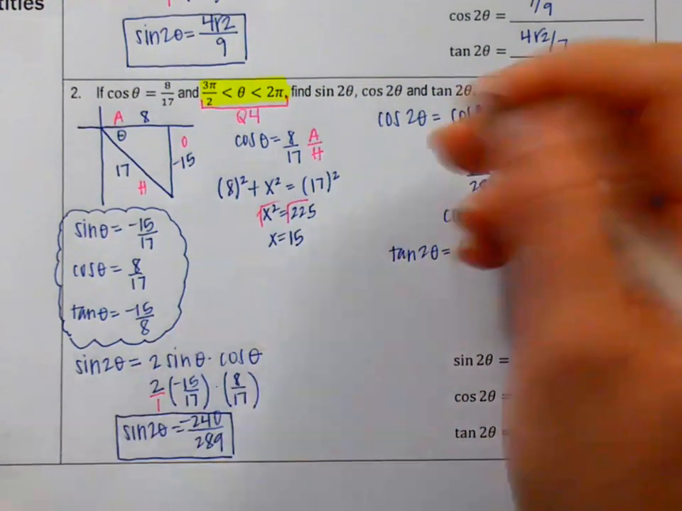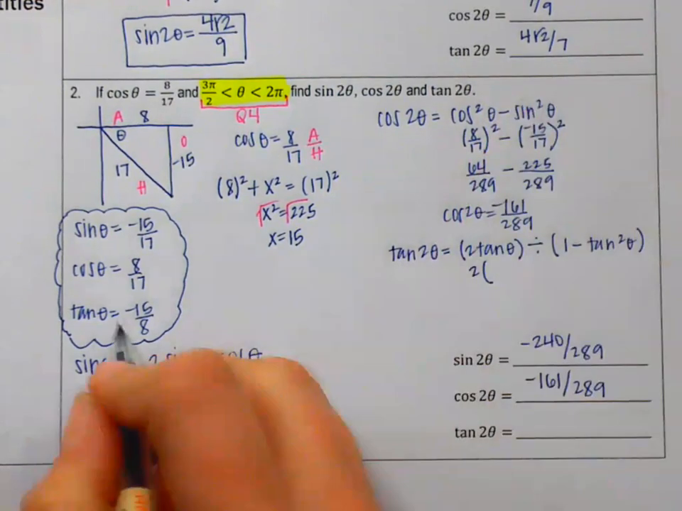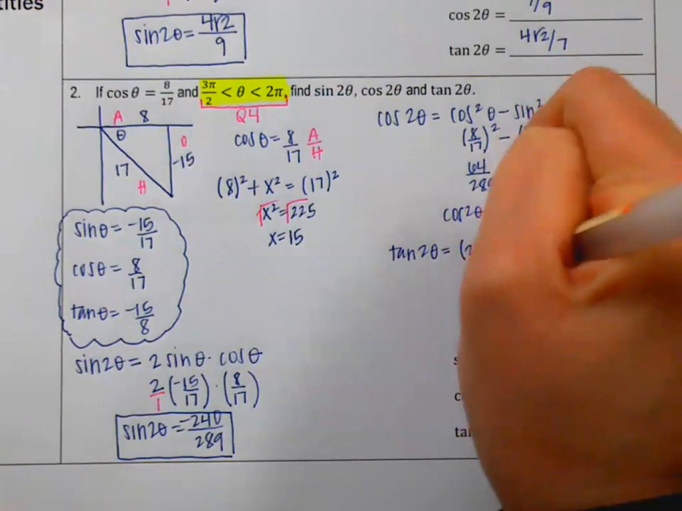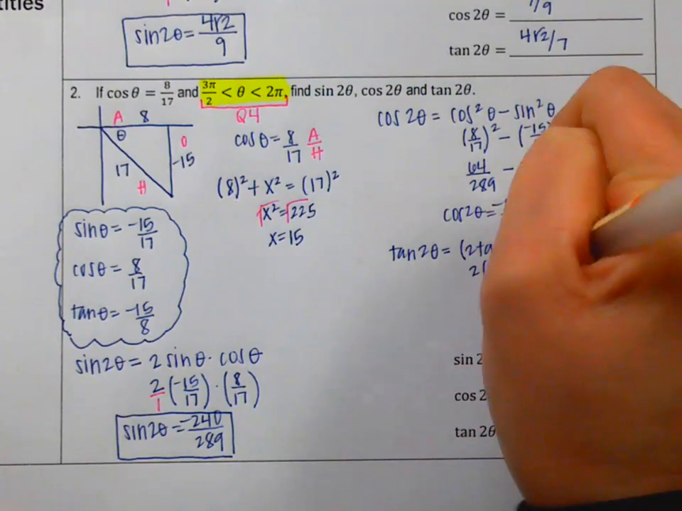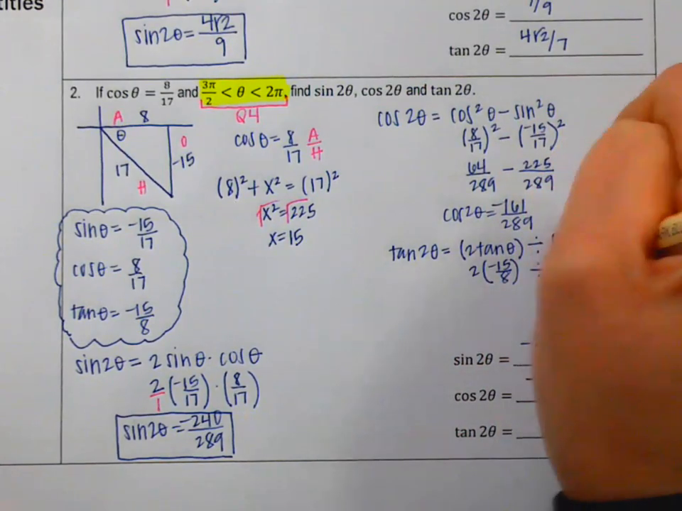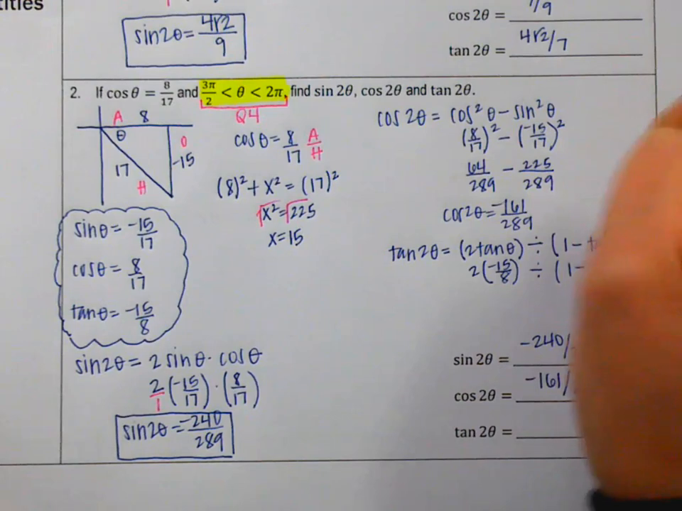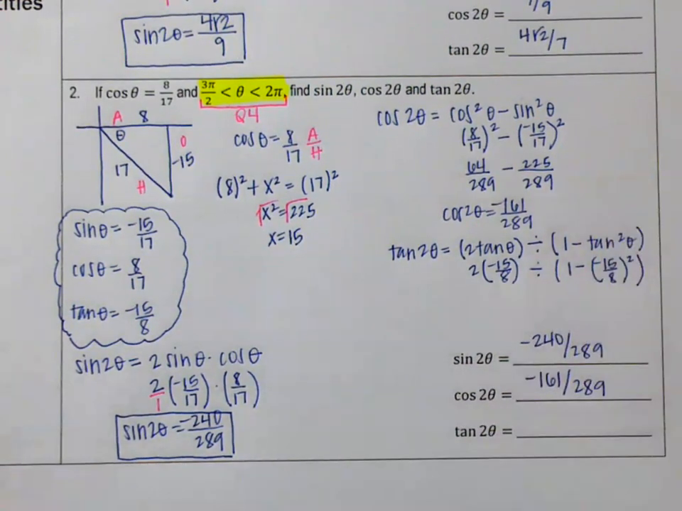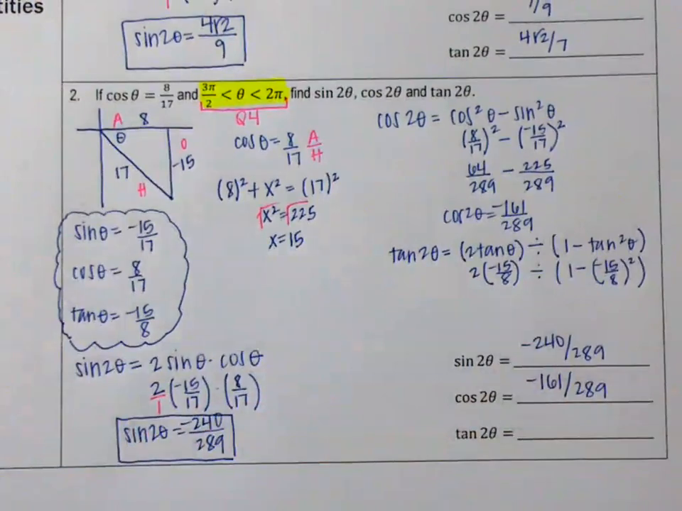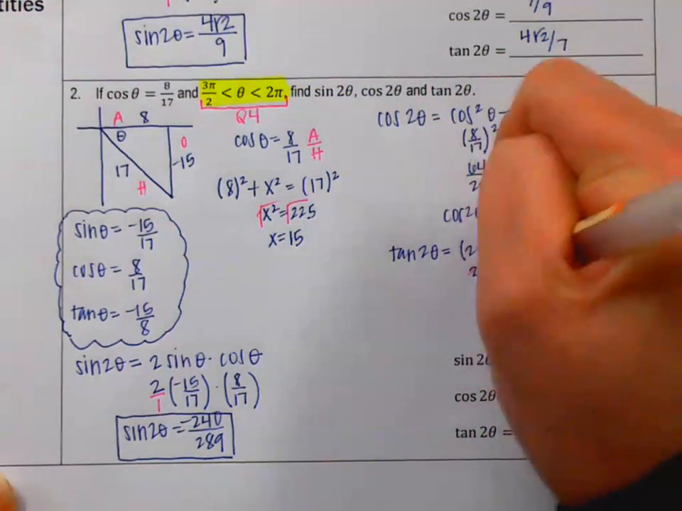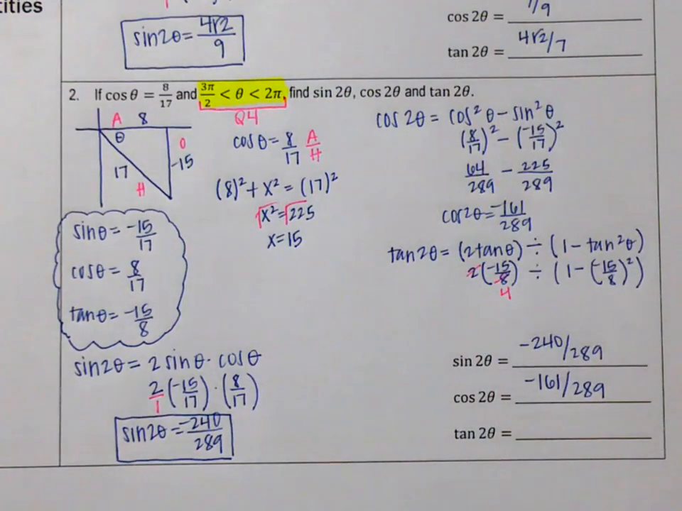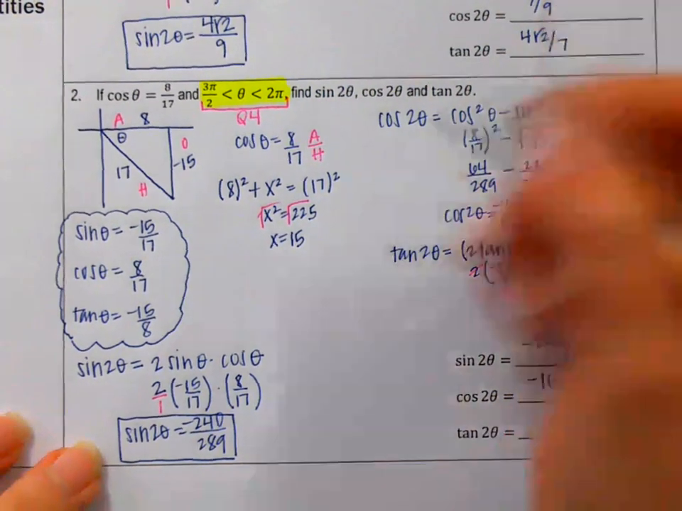Anyways, so that's going to be 2 times tangent, so negative 15 over 8, divided by 1 minus negative 15 over 8 squared. So again, I'm just going to do part by part. First thing I would do is simplify the 2 and the 8. That would get me a 1 and a 4. So that's going to be negative 15 over 4.